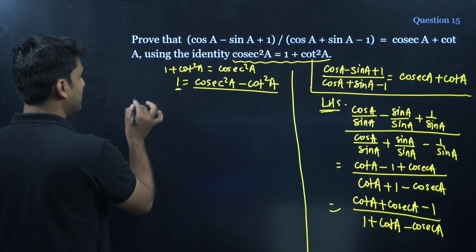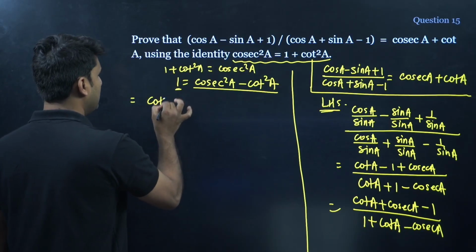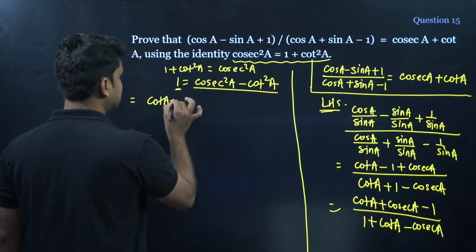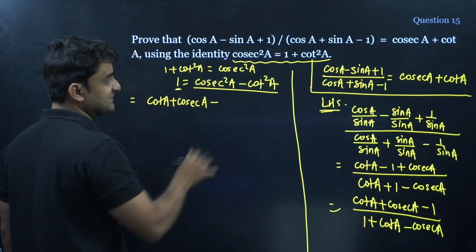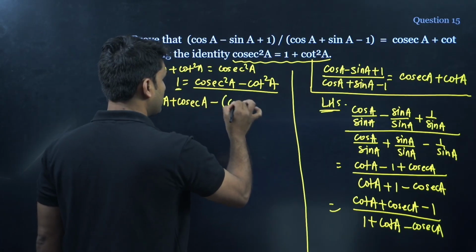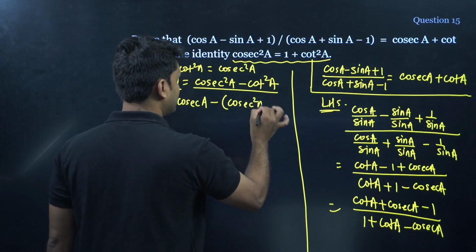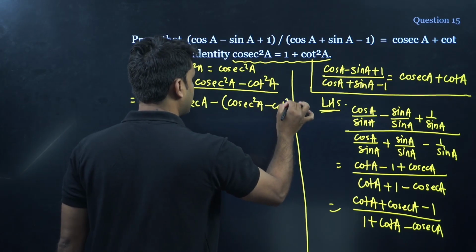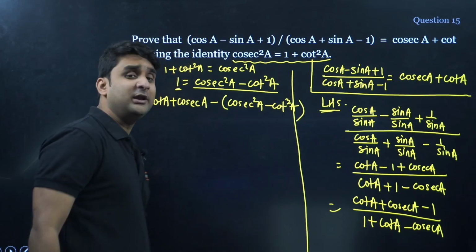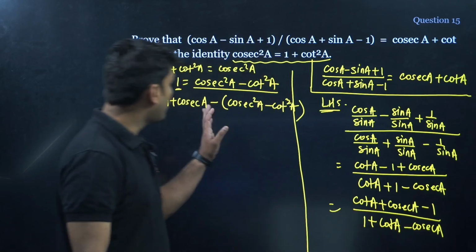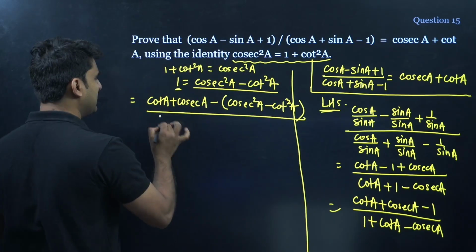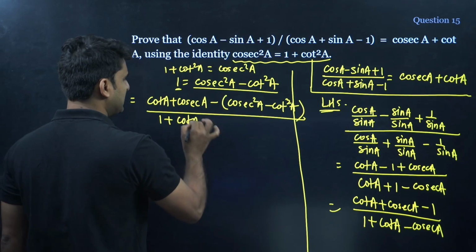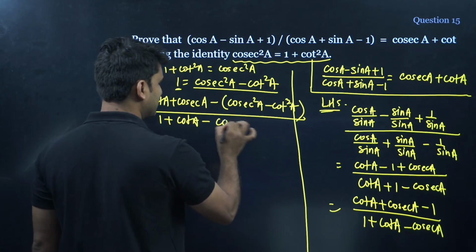So my dear champions, cot A plus cosec A minus this entire function, cosec square A minus cot square A. So I have replaced 1 in numerator as cosec square A minus cot square A, and keep denominator as it is. The denominator will remain as it is.